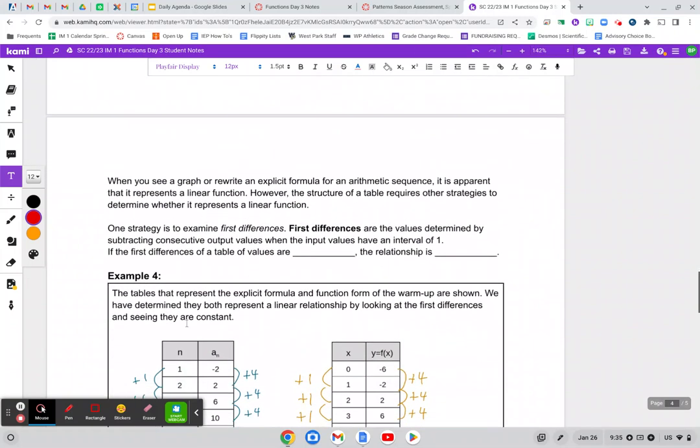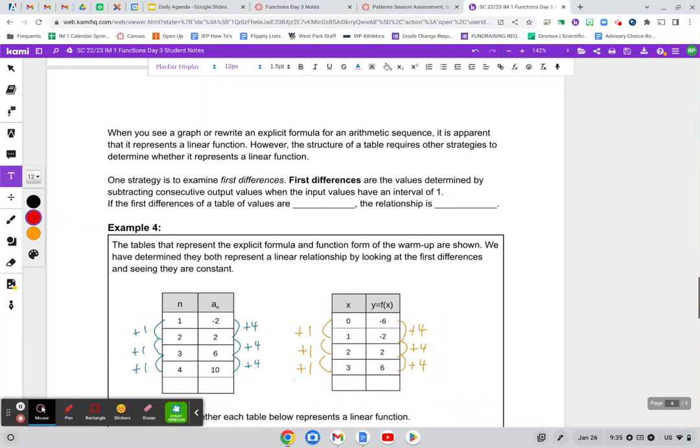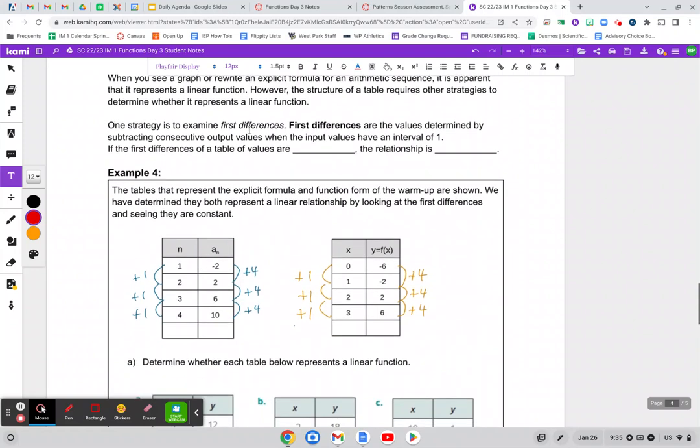All right, let's wrap this up with example 4. When you see a graph or an explicit formula for an arithmetic sequence, it is apparent that it represents a linear function. I mean, that's what we've been talking about the last 2 days. However, the structure of a table requires other strategies. One strategy is to examine what's called the first difference. First differences are the values determined by subtracting consecutive output values.